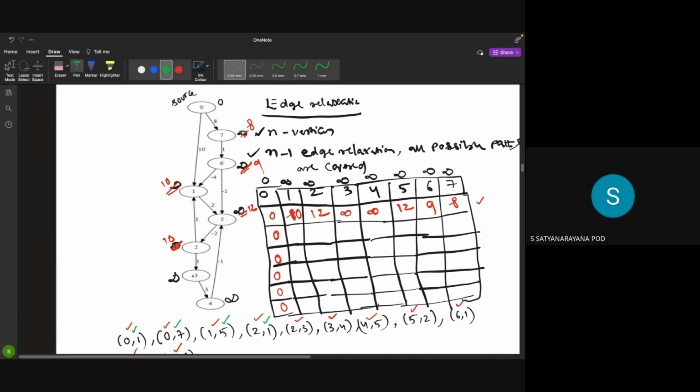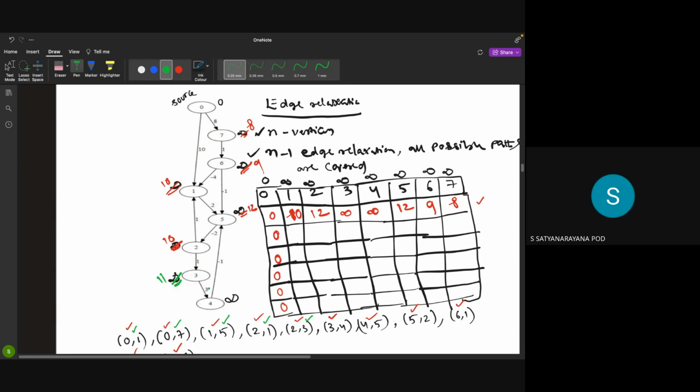2 to 3. So we are going with 2 to 3. This 11 we are getting. 11 is less than infinite. So is it updated? Yes. So that 2 to 3 is updated. Is it clear? Yes, sir.